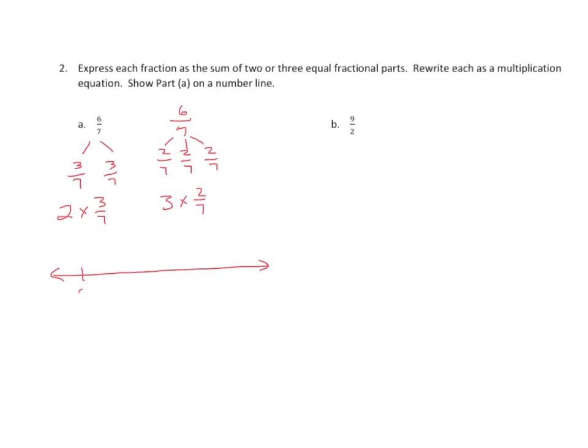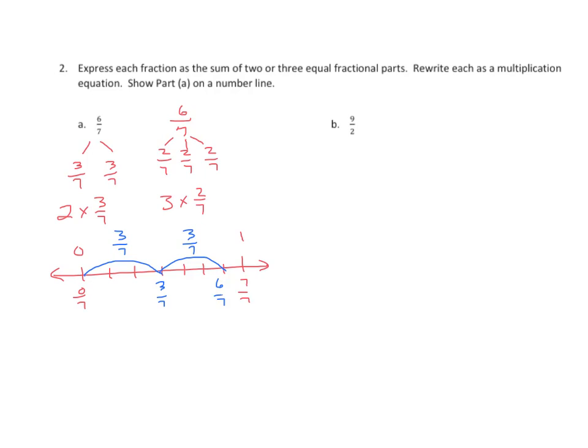So I'm going to now write 0 sevenths. And that's 0. I'm going to have 7 sevenths. And that's 1. And I'm going to make 6 marks in between. 1, 2, 3, 4, 5, 6. And now I'm going to have 3 sevenths and another 3 sevenths, representing 2 times 3 sevenths. And I should erase that. That's not quite right. That would make 6 sevenths. So again, we'll label these 3 sevenths and 3 sevenths. And that's 2 times 3 sevenths. I could have done it just as easily, making 3 hops up 2 sevenths each if I chose the other.